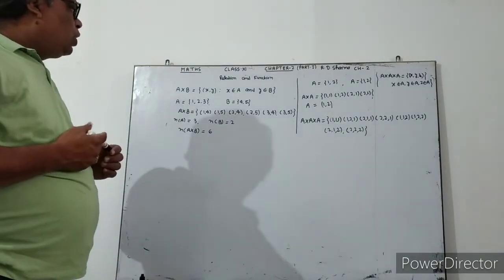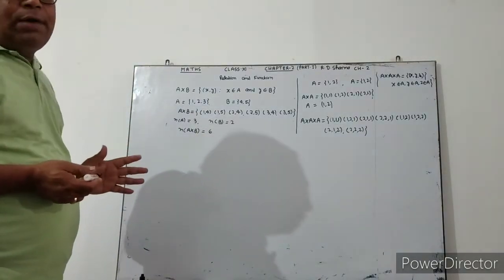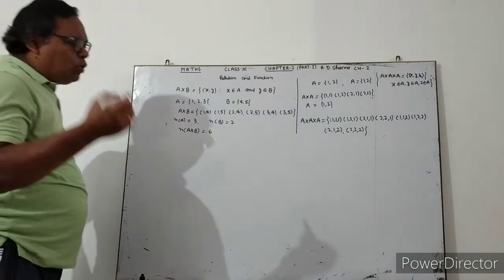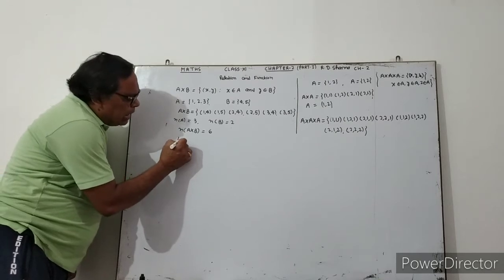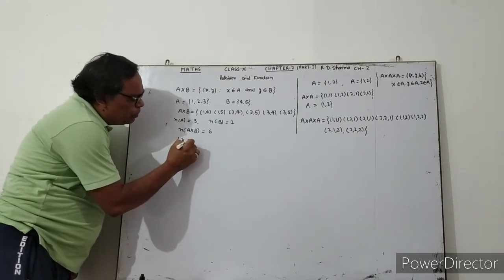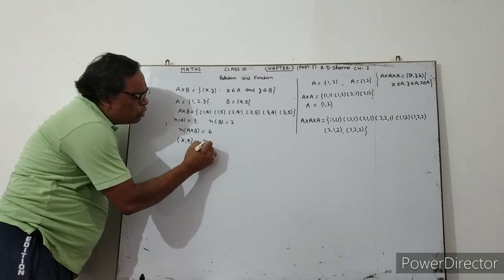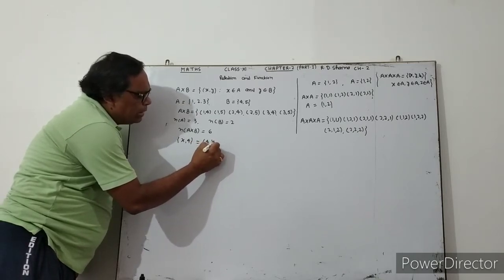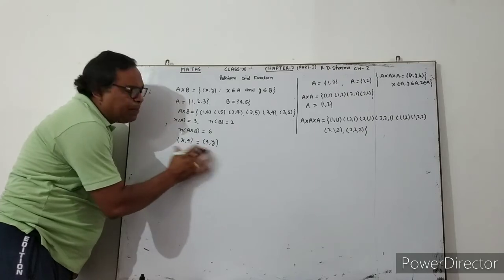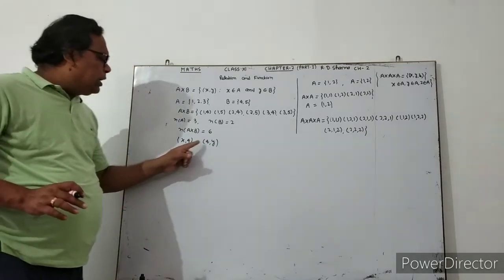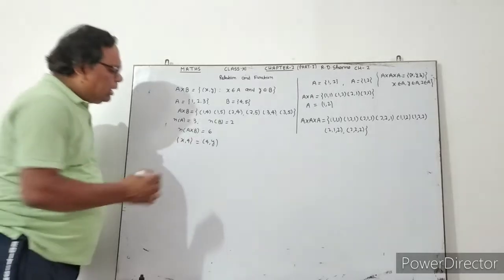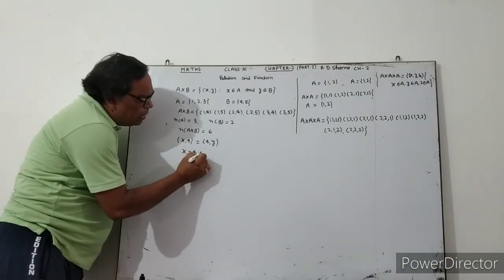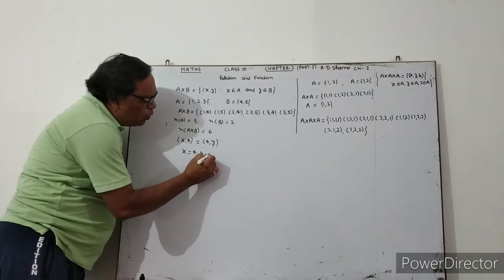Suppose two ordered pair elements are equal, suppose x, 4 equal to 4 and y. If two ordered pairs are equal, then the corresponding elements are also equal. Then x equal to 4 and y equal to 4.